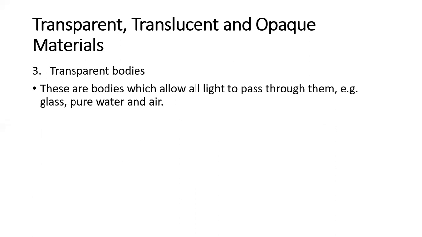The other materials are the transparent bodies. These are the bodies which allow all light to pass through them. Examples: glass, pure water, and the air.